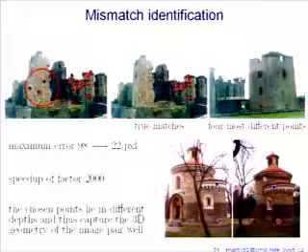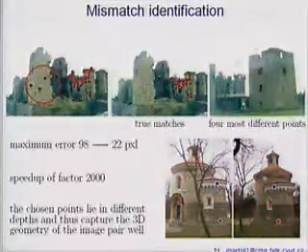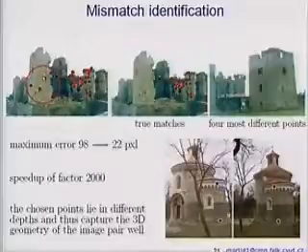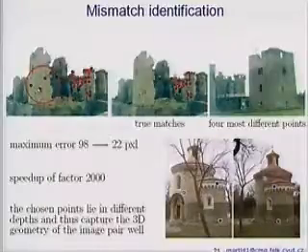So a few words on mismatch identification. As I said, in this image pair, RANSAC on epipolar geometry identifies these mismatches as inliers.